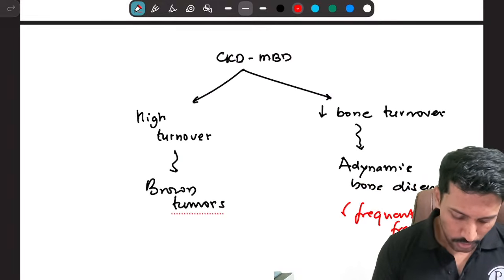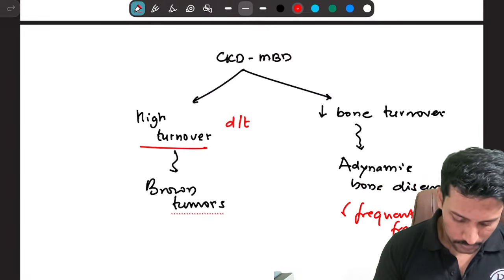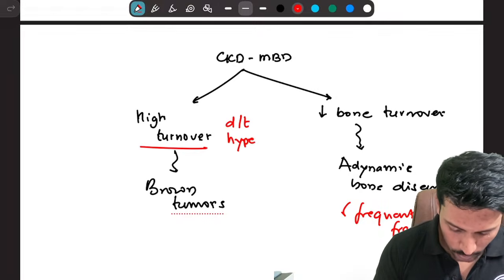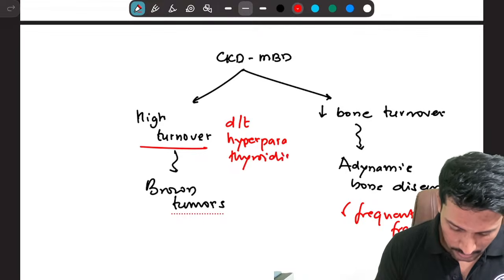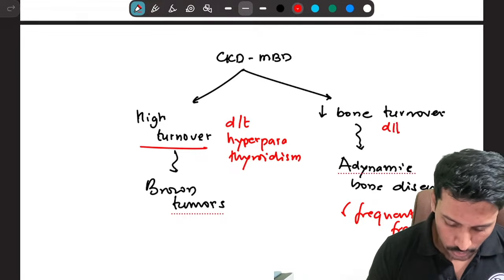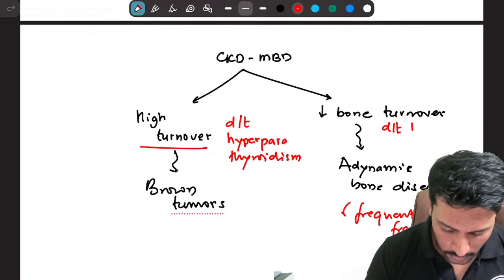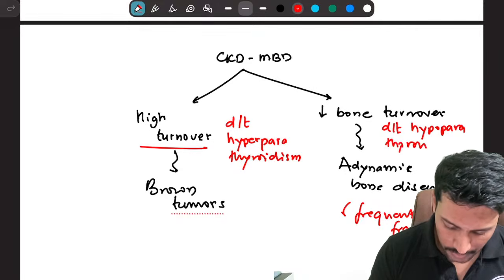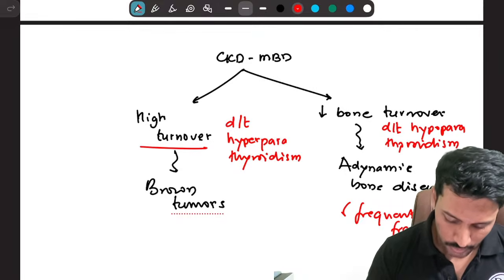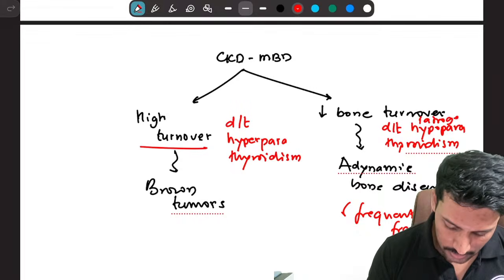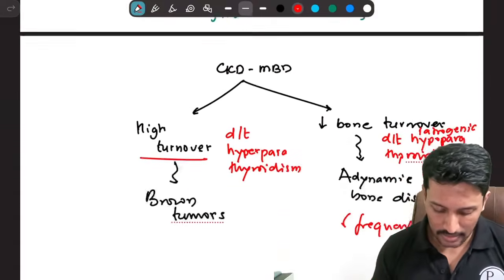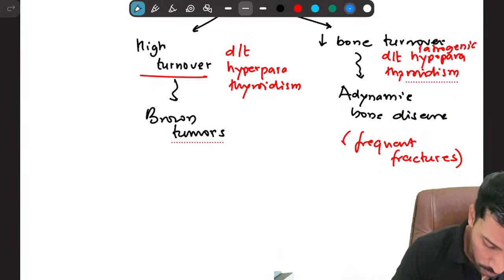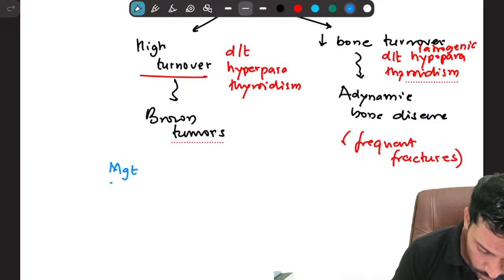Okay. So high bone turnover is due to hyperparathyroidism, CKD induced hyperparathyroidism, and decreased bone turnover is due to hypoparathyroidism, which is happening because of treatment. So you can even label it as iatrogenic hypoparathyroidism. Okay, so that's about the CKD related mineral bone disease. Now, how do I manage the high bone turnover, which is more common?